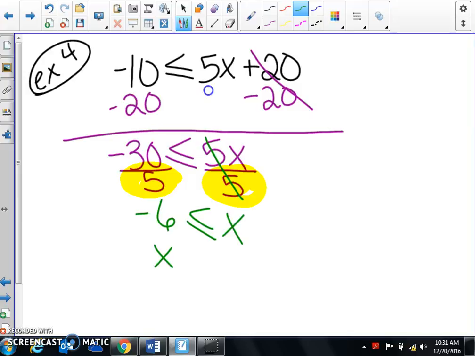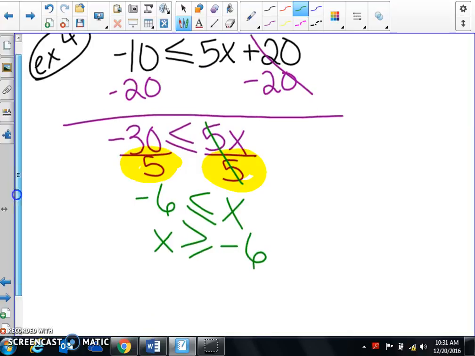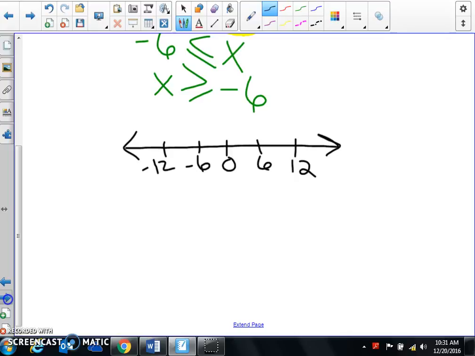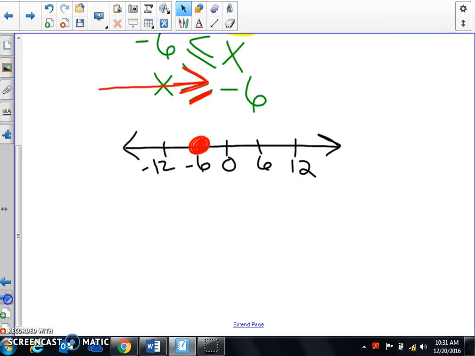Once again, I have to have my variable on the left. Alligator's eating the x. Alligator needs to eat the x. Okay. I go to negative 6. It's got this blocker, so it's going to be closed. And then I can just follow the arrow, and it's pointing to the right. So, whoop.